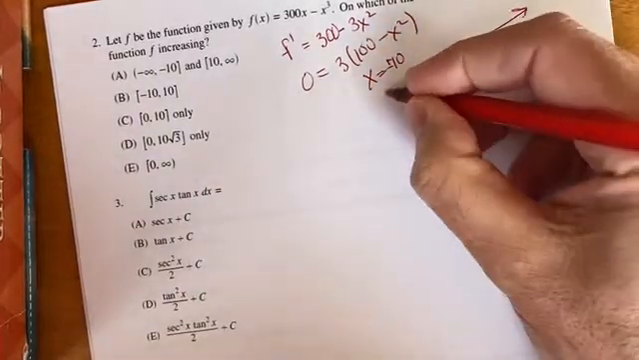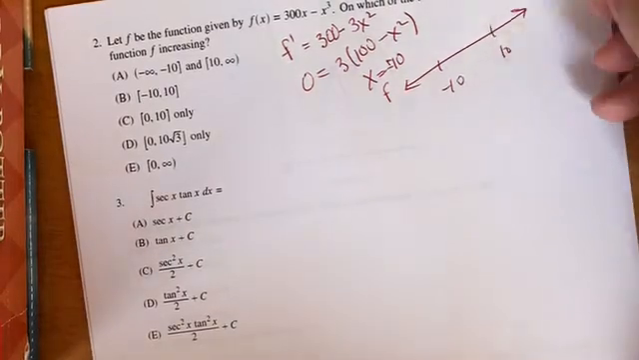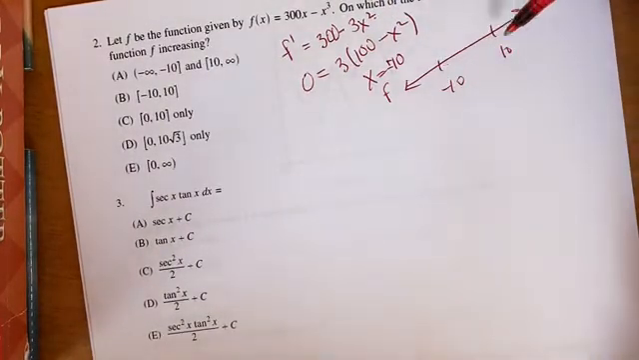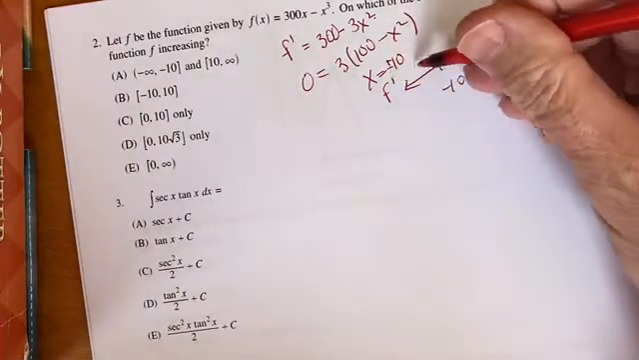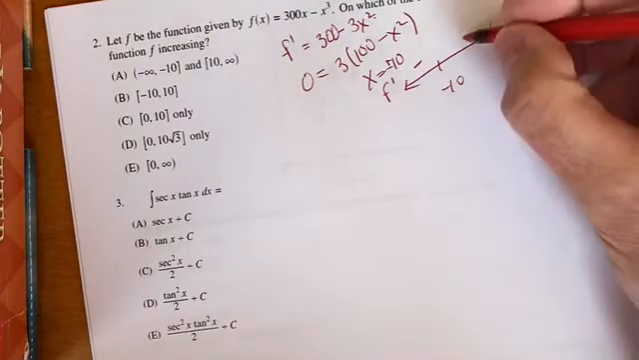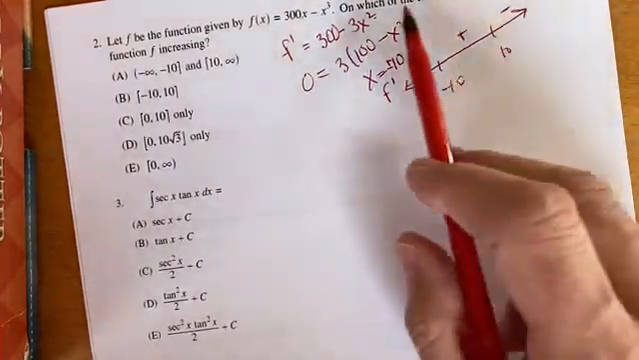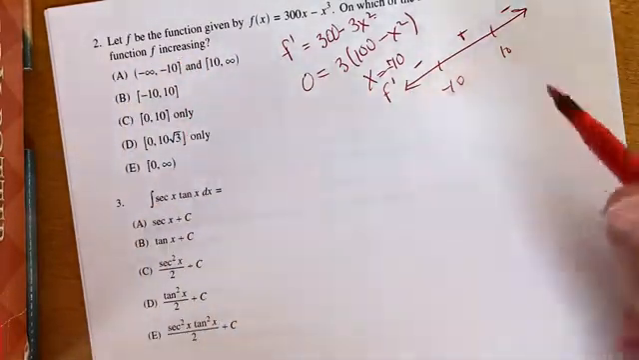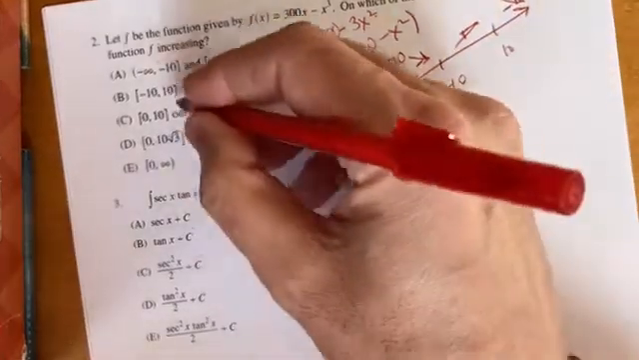On an f prime number line, we put those two numbers down. When you graph this, you know it's a parabola that opens down, right? So it's negative to the left of negative 10, positive between those, and negative to the right. So the function is increasing when f prime is positive. So that's from negative 10 to 10. It's B.